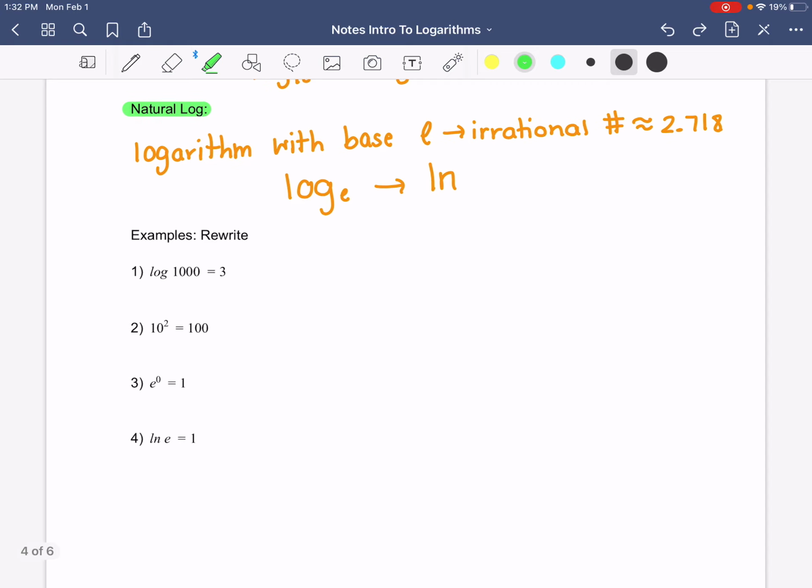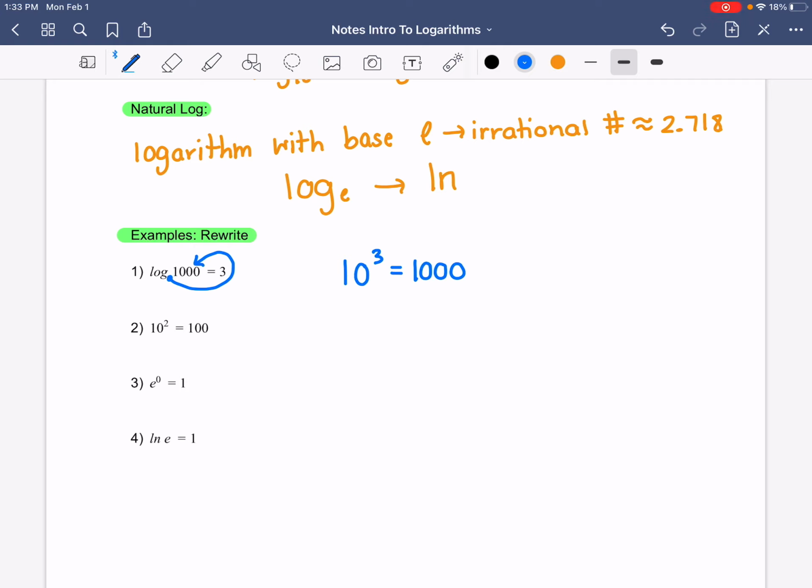Our last little examples, we're going to rewrite. If it's in log form, we're going to go to exponential. If it's in exponential form, we're going to go to log. So let's see. It says log 1000 equals 3. So this is in log form. We're going to go to exponential. So we have to start with our log base. There's no little number written here though. There's nothing to circle. That just means that our base is 10. 10 to the power of 3 equals 1000, and you can double check that, right? 10 to the power of 3 does equal 1000, so we're good. There's no number there, it's just a 10.